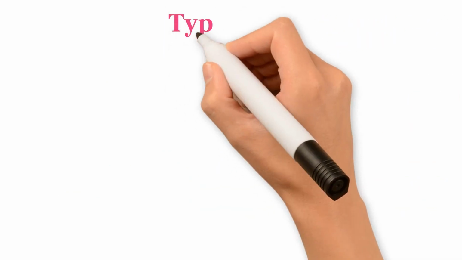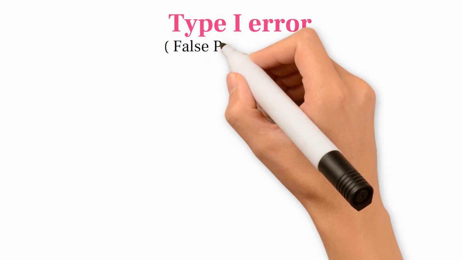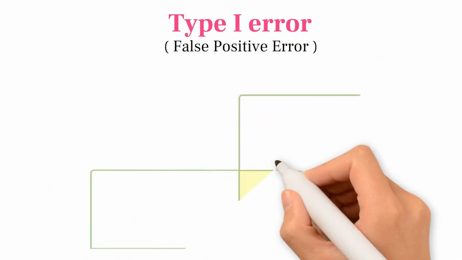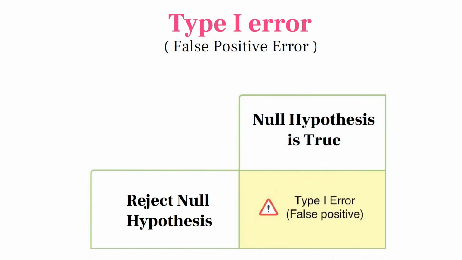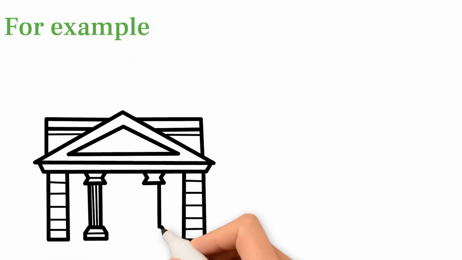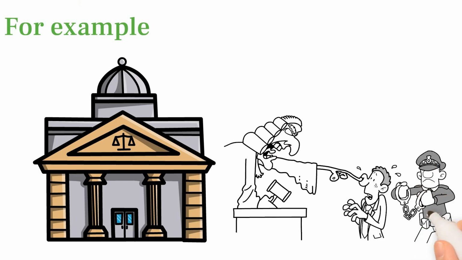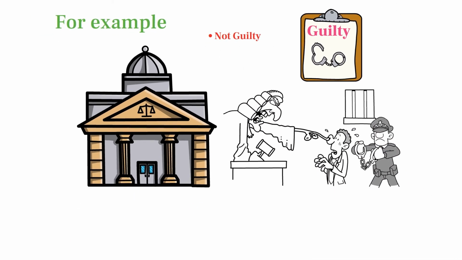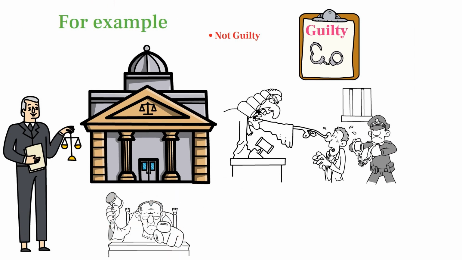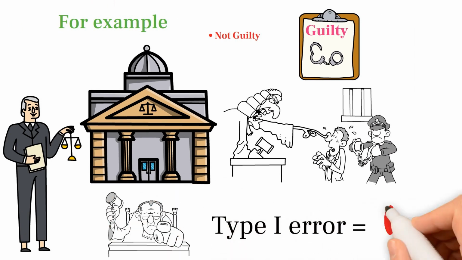Moving on to type 1 error, it is also known as false positive error. This error occurs when we reject the null hypothesis when it is actually true. For example, in a court trial, if a defendant is not guilty but was declared guilty by the jury or judges, the probability of making a type 1 error is denoted by alpha.